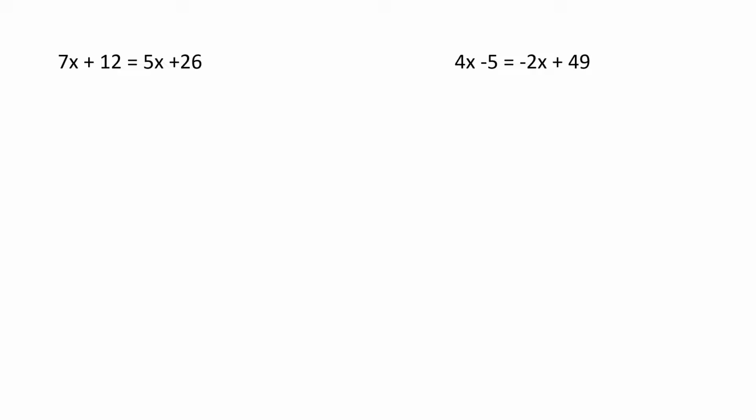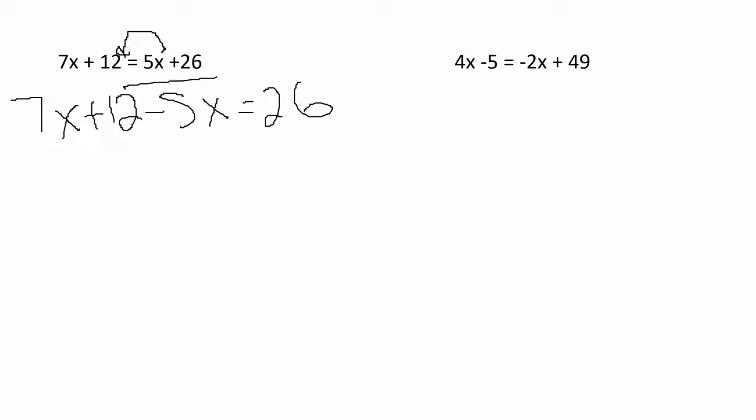All right, this one adds another step. And that step is that the idea is we need to get all of our x's on one side and all of our non-variable terms, or all of our terms with just numbers, to the other side. So I'm going to move my 5x over here. When I do that, the operation changes from plus to minus.